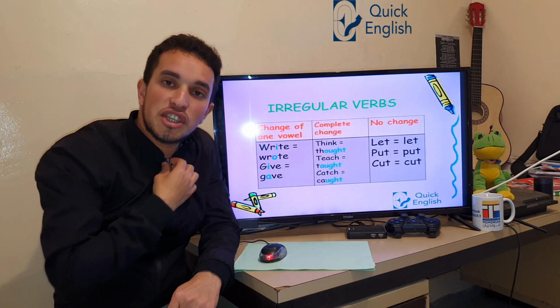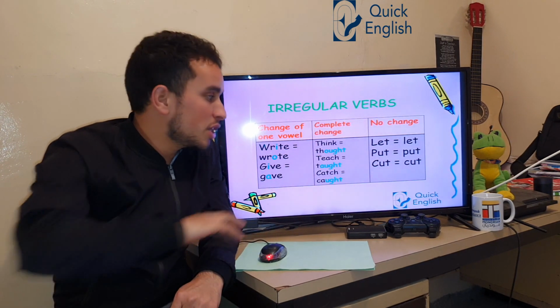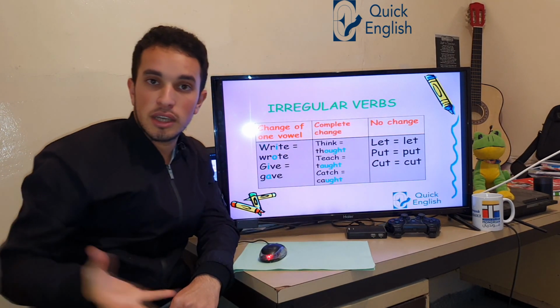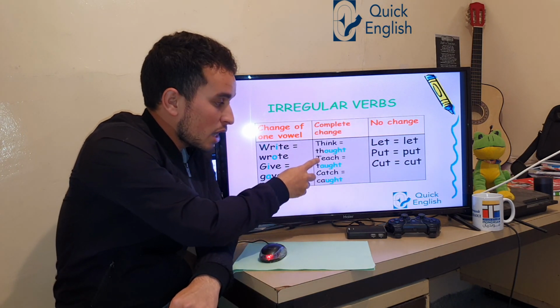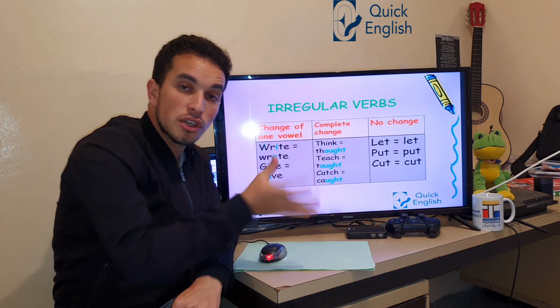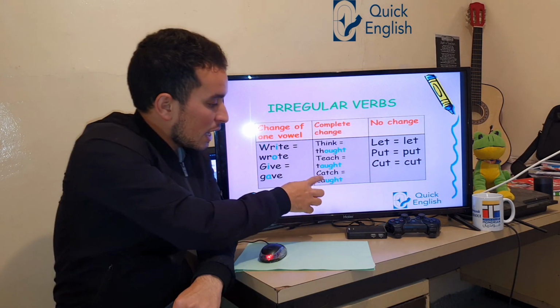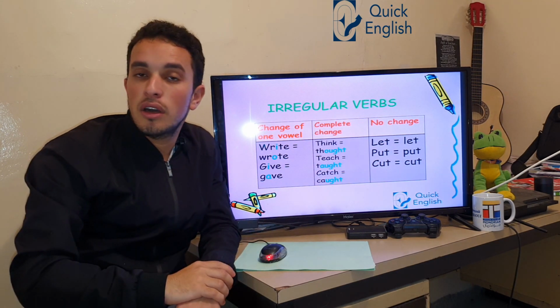Now, other verbs, they change completely. Like think, thought, this is a complete change. And teach, taught, as you can see here, we just kept the T and we changed all the verb. Catch, caught, also we changed all the verb.